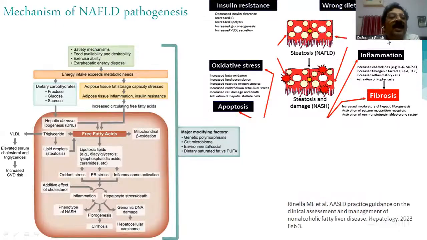leading to cirrhosis. So what happens at the molecular level? Whenever there is high fat content in the liver, maybe from dietary simple carbohydrates like fructose, sucrose, or glucose, or increased adipose tissue, or intake of more fat in the daily food habit, that can lead to more circulating free fatty acids in our body. The free fatty acids lead to lipotoxic lipids, and these lipotoxic lipids cause oxidative stress, that may be endoplasmic reticulum stress, along with some inflammatory cascades that lead to inflammation, hepatocyte stress or death, and fibrogenesis. There may be some genomic DNA damage also. So all the cascades come accordingly.